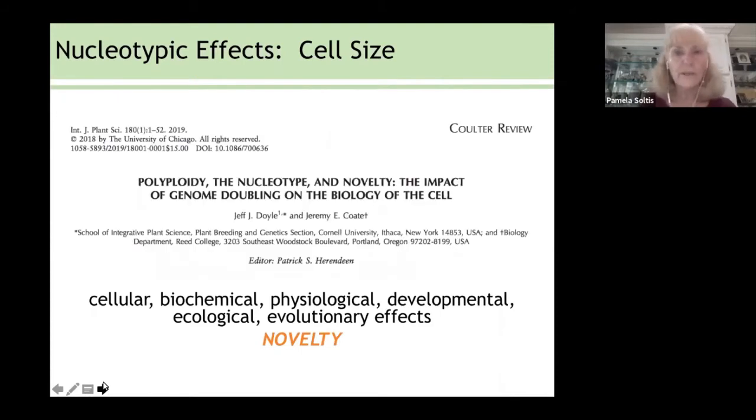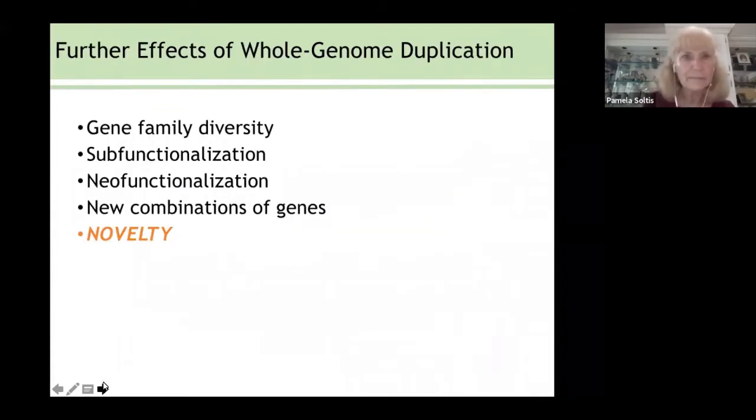More recently, Jeff Doyle and Jeremy Coate have followed up on this theme of nucleotypic effects in this review that was published in 2019 in the International Journal of Plant Sciences. And this is an amazingly comprehensive review of these same sorts of concepts that Levin presented, but with an updated perspective and a lot of references as well. So I would direct your attention to this paper as well if you're interested in some of these nucleotypic effects.